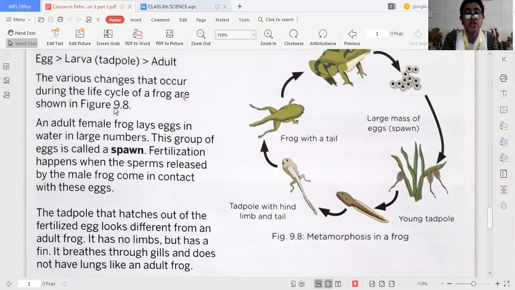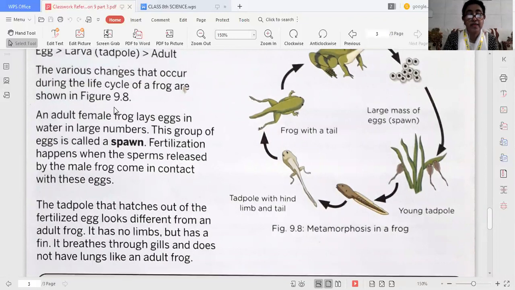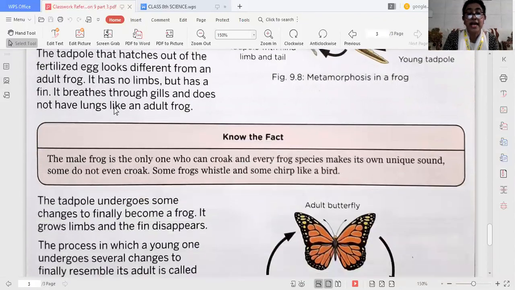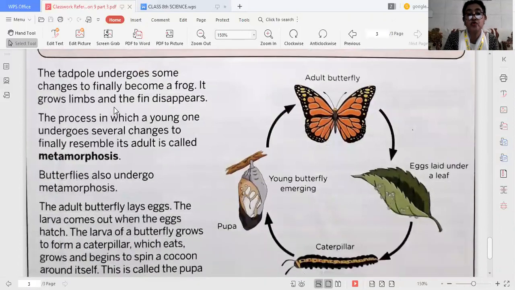When it changes into an adult frog, the gills which are present in the tadpole disappear, and the adult frog has lungs. The tadpole undergoes some changes to finally become a frog. It grows limbs and the fin disappears. And this process in which a young one undergoes several changes to finally resemble its adult is known as metamorphosis.